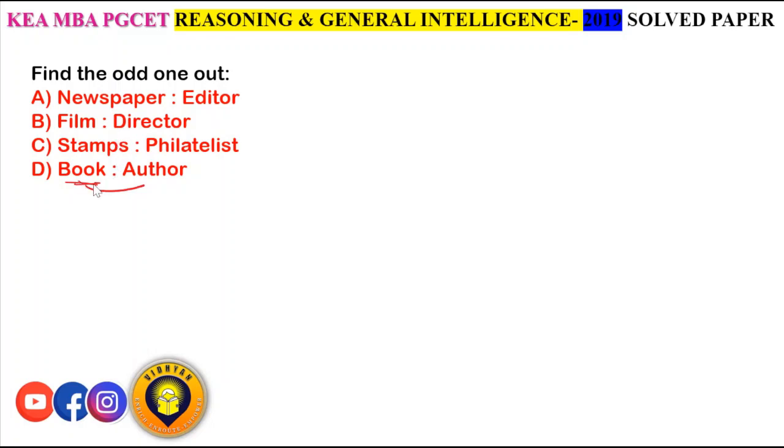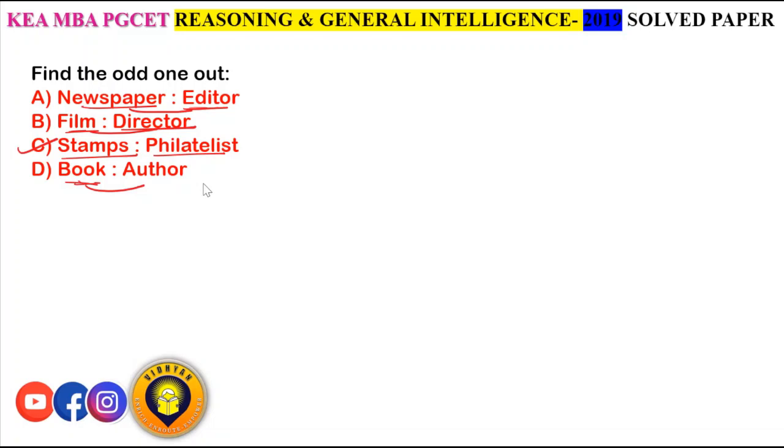Okay, so book and author, the one who prints this newspaper or gives the content is the editor, and film is what made by director. So these three are related, but stamps and philatelist, this is the odd one, because philatelist means what? The one who collects the stamps. So the one who collects, makes the collection, or one who studies about this is known as a philatelist. So stamps and philatelist is the odd one out here.